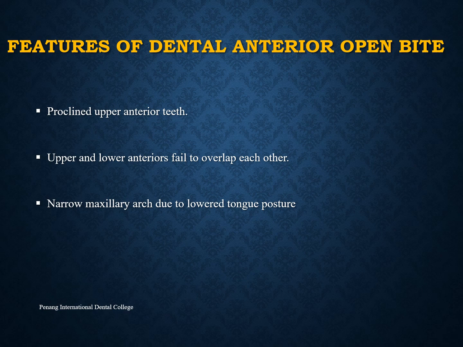How does a dental open bite look? Mostly you will see proclination of your upper anteriors, upper and lower anteriors which fail to overlap each other, and a narrow maxillary arch because of the tongue posture.